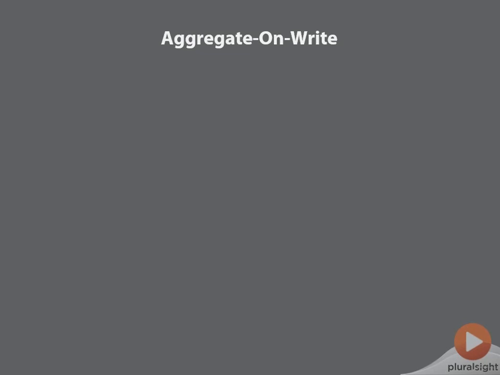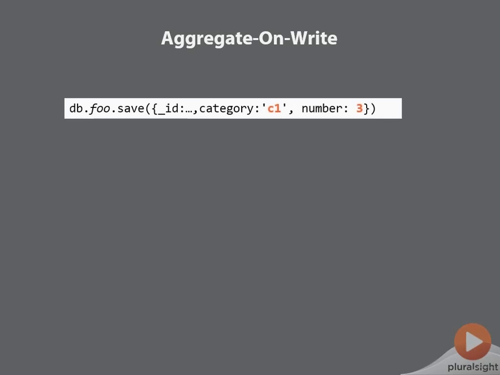Looking beyond the characteristics of aggregate and MapReduce, there are data modeling techniques that can help your performance and solve some aggregation needs. Let's say you're adding new documents. Each document has a category. You can, as you've seen, run aggregation to get counts by category. Another option is to aggregate on write.